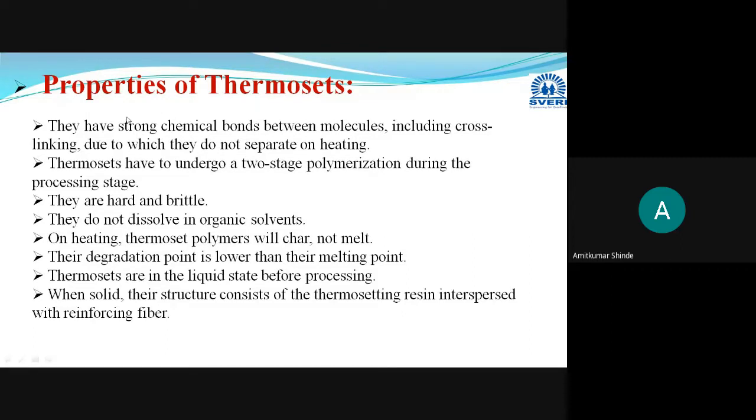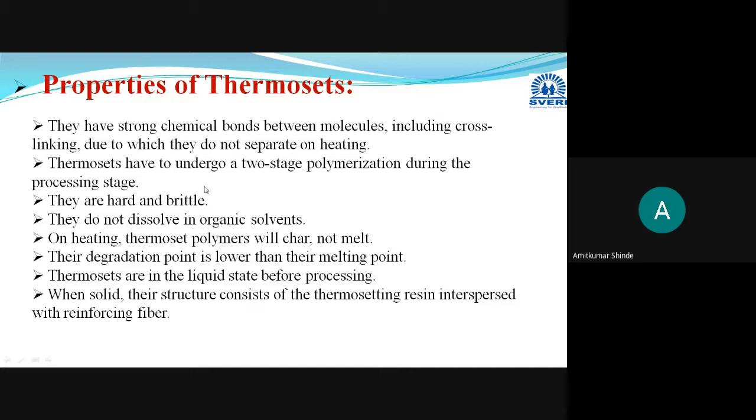I will read it very fast because I have covered this point while discussing the structure of thermoplastic and thermoset materials. While discussing that, I have explained this. I will just read it for you. These have very strong chemical bonds between the molecules due to this cross-linking, due to which they do not separate on heating. Due to that cross-linking, their bond will be very strong. That's why they do not separate on heating.